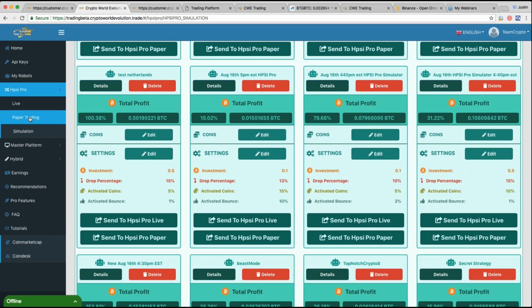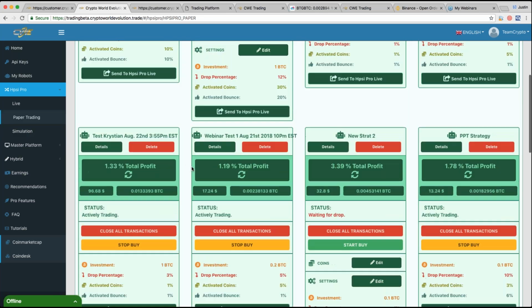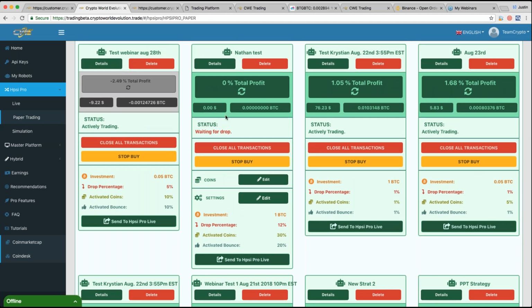So if I go over to paper trading, you can see here that if you send one over, you'll see it over here, where it'll either wait for the drop. You'll see the one that you named and put over here.